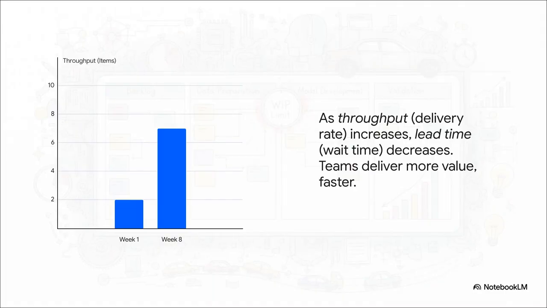And here is the payoff. This chart tells a really powerful story. As a team gets the hang of Kanban and starts tweaking their process, their throughput, the amount of stuff they actually deliver, starts to climb. And what happens when you're delivering more? The time it takes to deliver any one thing, your lead time, goes down. You're delivering more value faster. That's the dream, right?